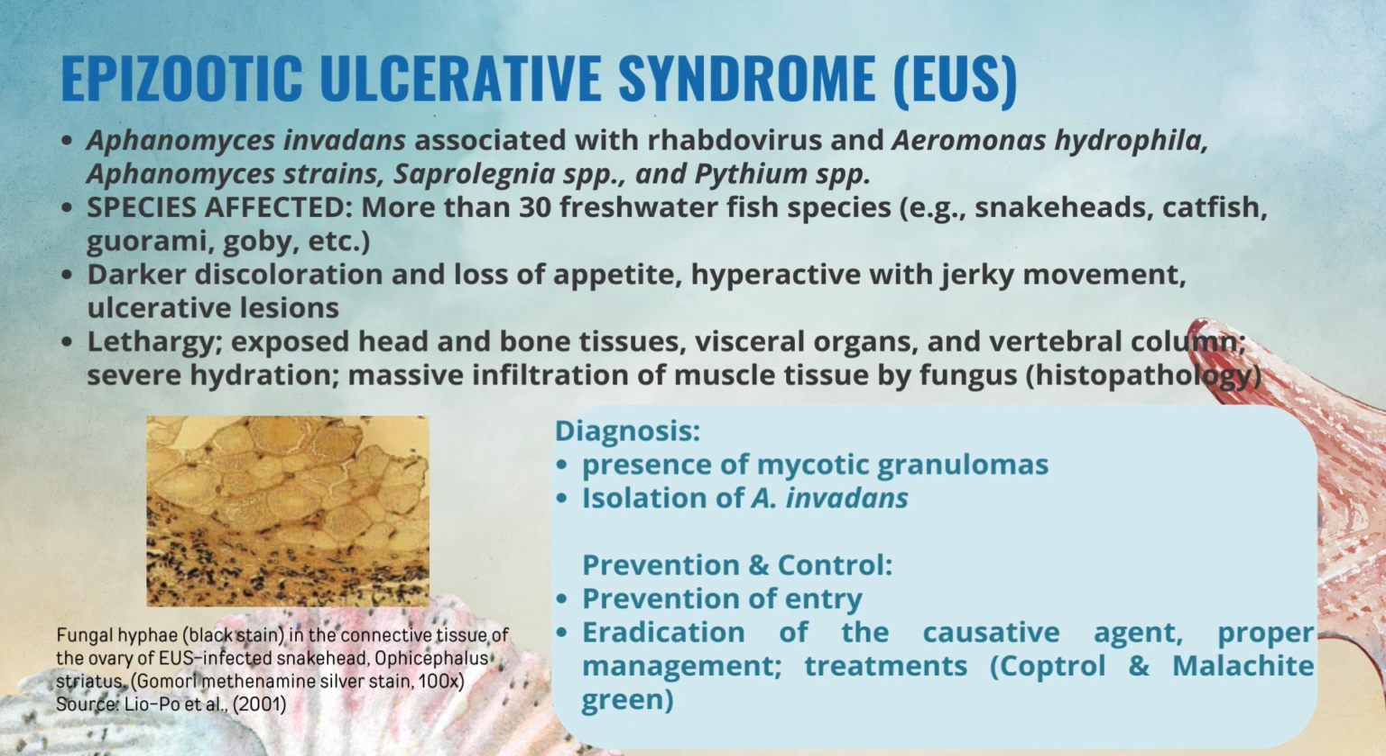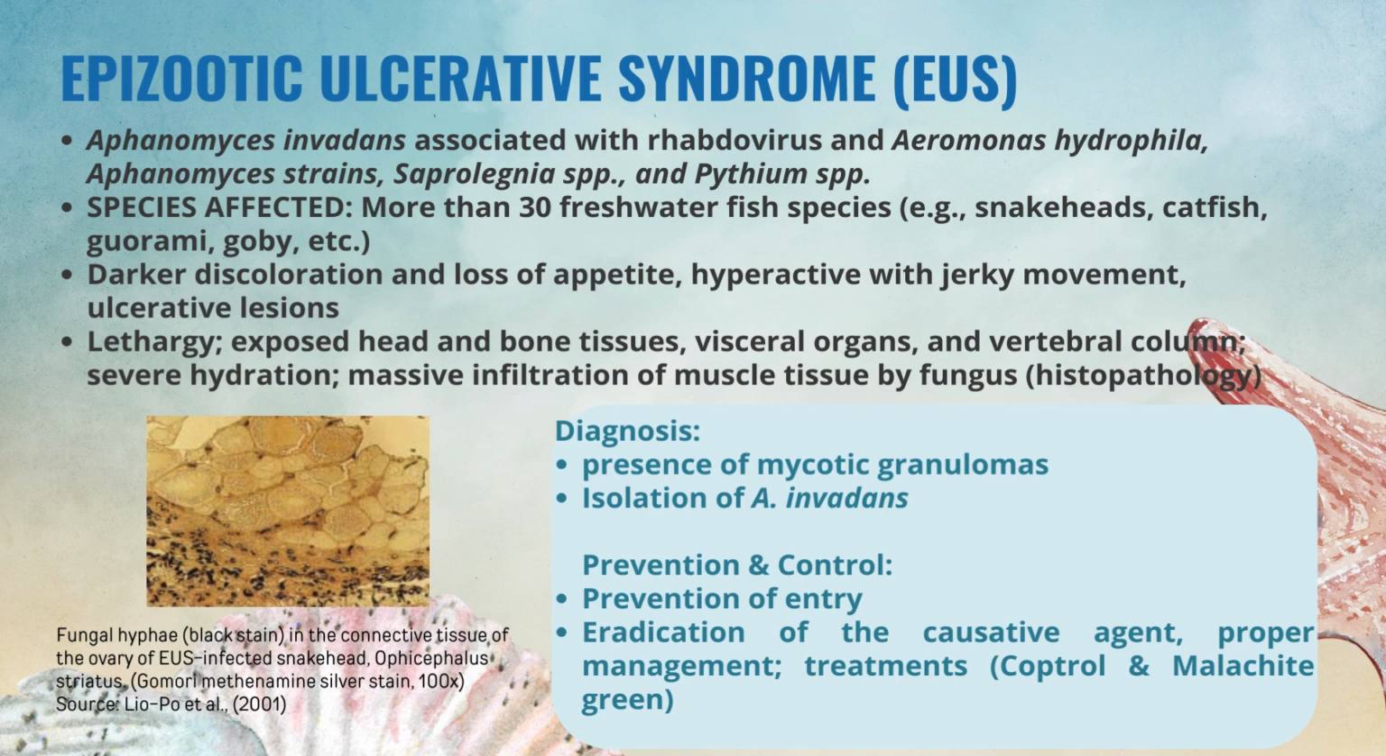To diagnose the infection, the presence of mycotic granulomas, which can spread throughout the lesions and also affect some internal organs, and of course, the isolation of Aphanomyces invadans from internal tissues can be utilized. Since EUS mostly occurs among wild fish stocks, it can be very difficult to control outbreaks within the local area.